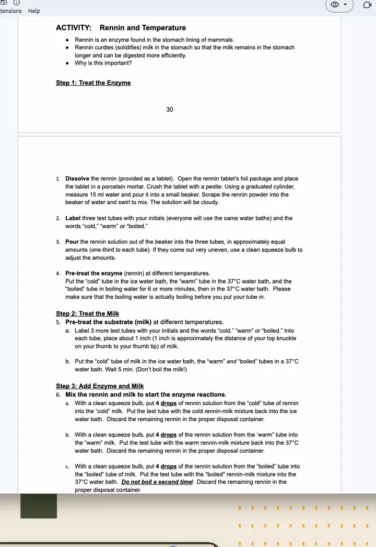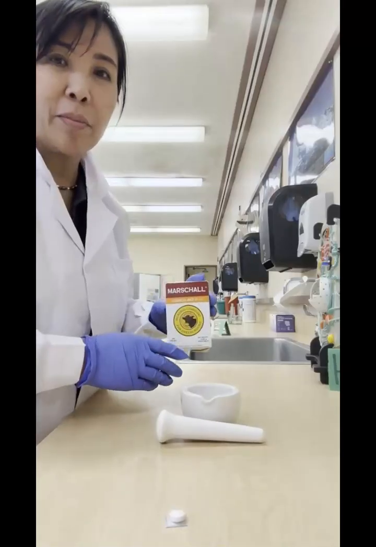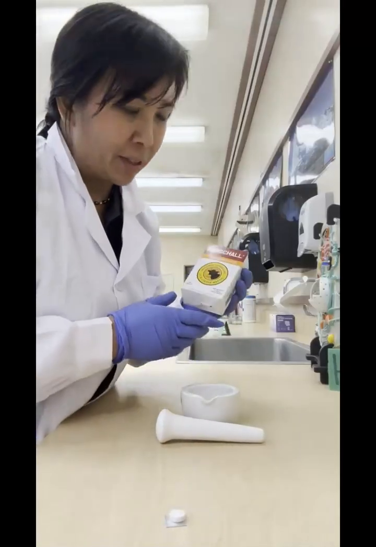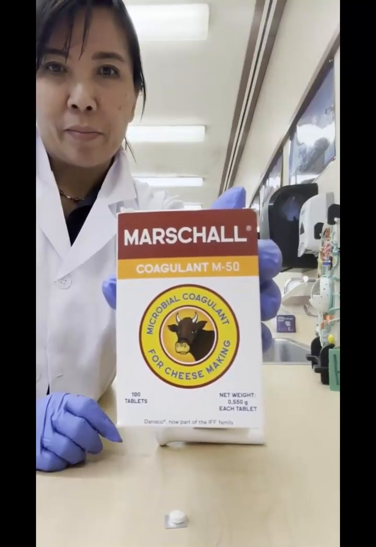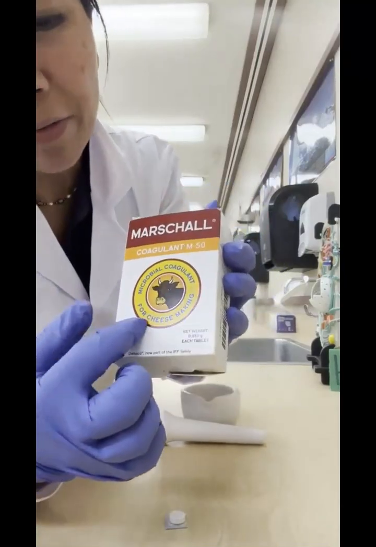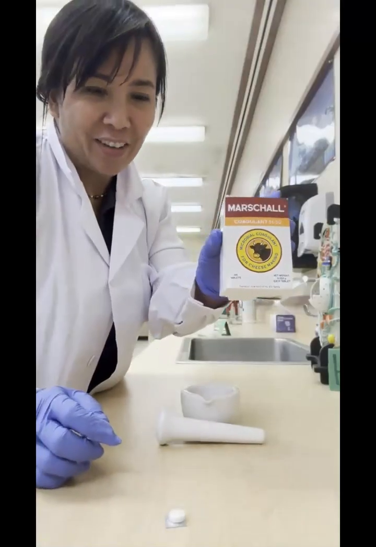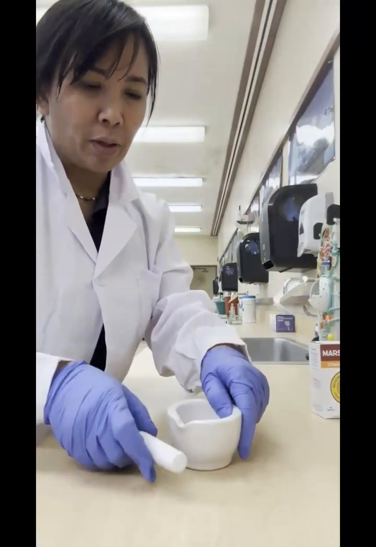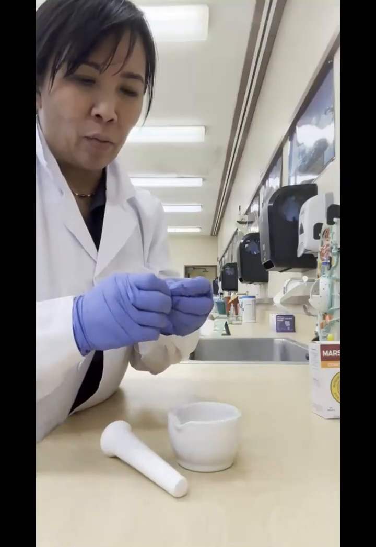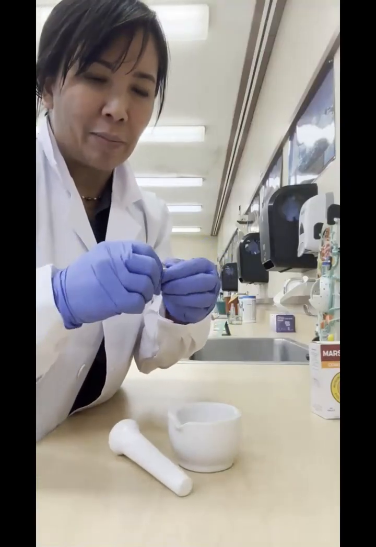So this is today's laboratory. If you open up the lab manual, you can go to rennin and temperature and follow along. We're going to be using rennin as our enzyme today, and this is the source of where we get our rennin from. You can see it is actually made for cheese making, which is what we're going to do today, right? So in your mortar and pestle, you will have one of these rennin tablets right here.